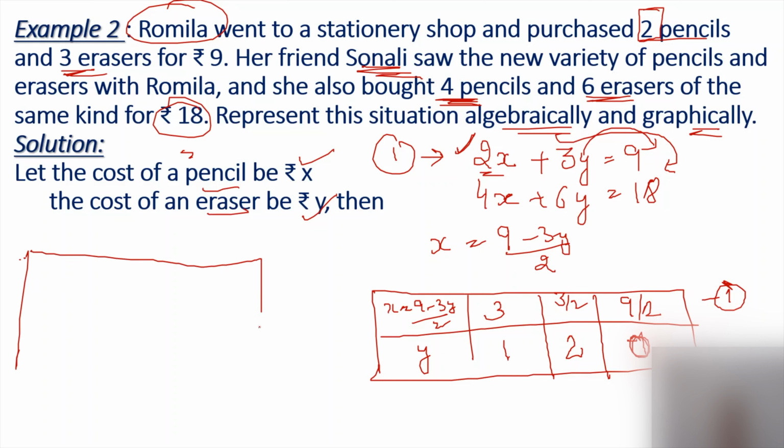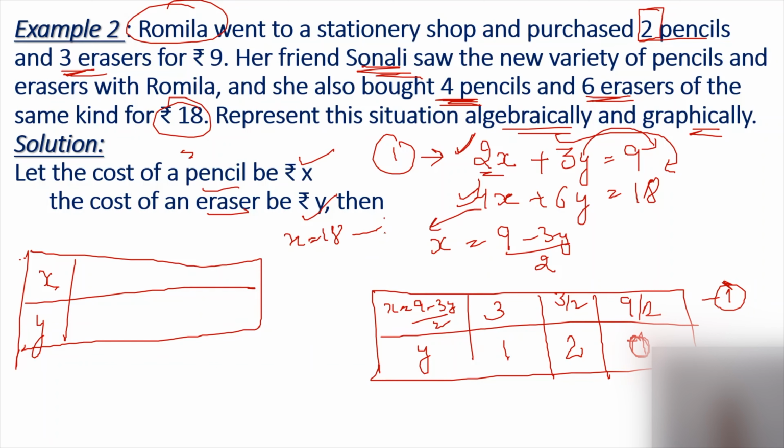Now similarly, we can find a few solutions for equation number 2 also, x and y. We will find the value of x from here also. X is equal to (18 minus 6y) divided by 4. We can find the corresponding values of this also. Let's put x is equal to 1.